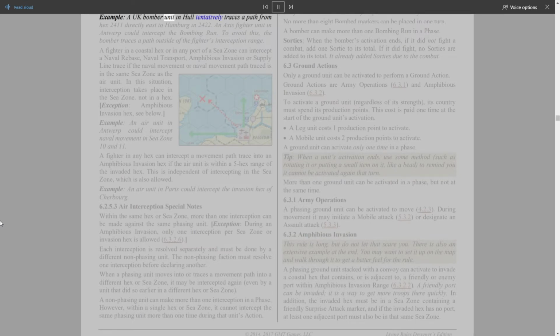Example, a UK bomber unit in Hull tentatively traces a path from hex 2411 directly east to Hamburg in 2422. An Axis fighter unit in Antwerp could intercept the bombing run. To avoid this, the bomber traces a path outside of the fighter's interception range.